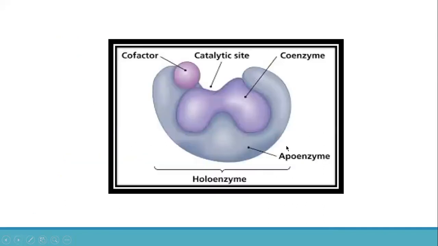This is an apoenzyme, it is the protein part. Cofactor is the non-protein part. All this constitutes a holoenzyme, which is the active form.